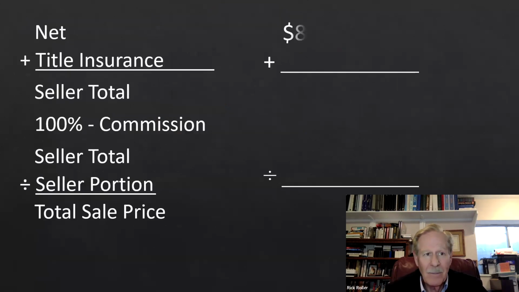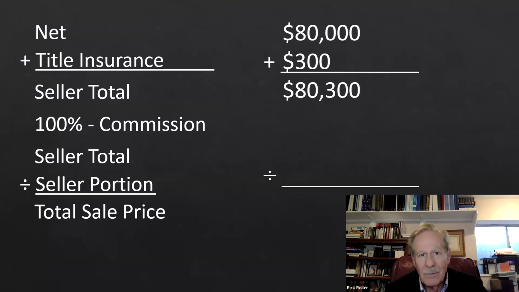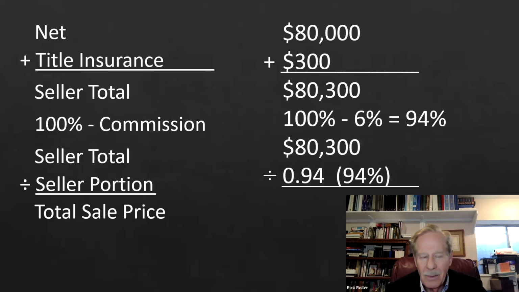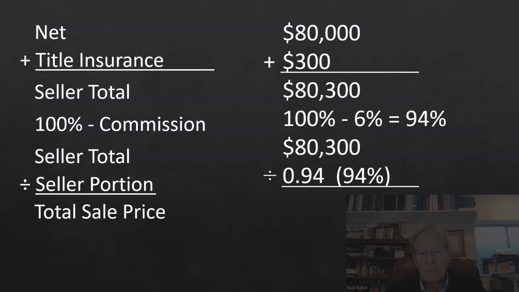So let's take a look. We knew the title insurance, $300. So 80,300, and the commission, all of it is 100%, but it's going to be 6%. So the seller's net is going to be 94%. Okay, and so that gives us 80,300, and we can divide that by 0.94, which is the seller's net. And we got to list this for 85.4.